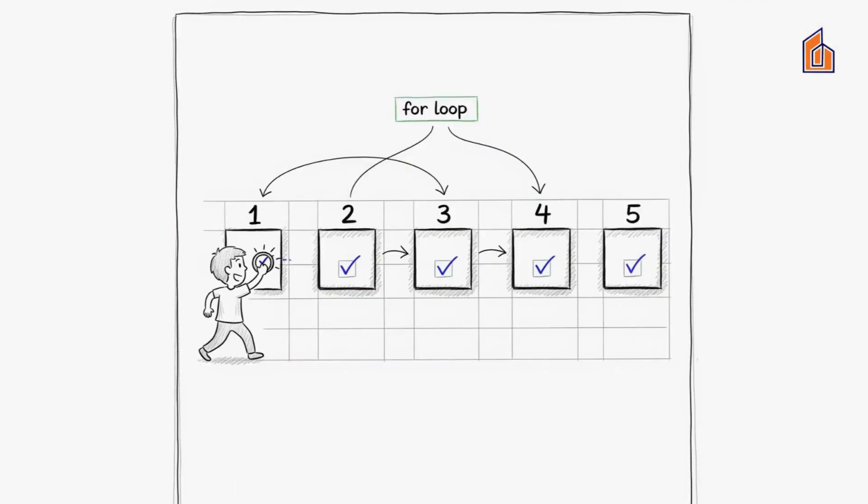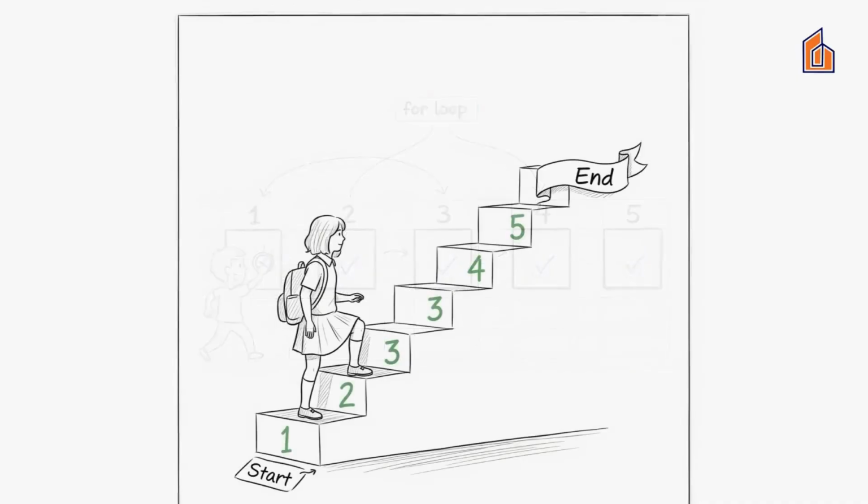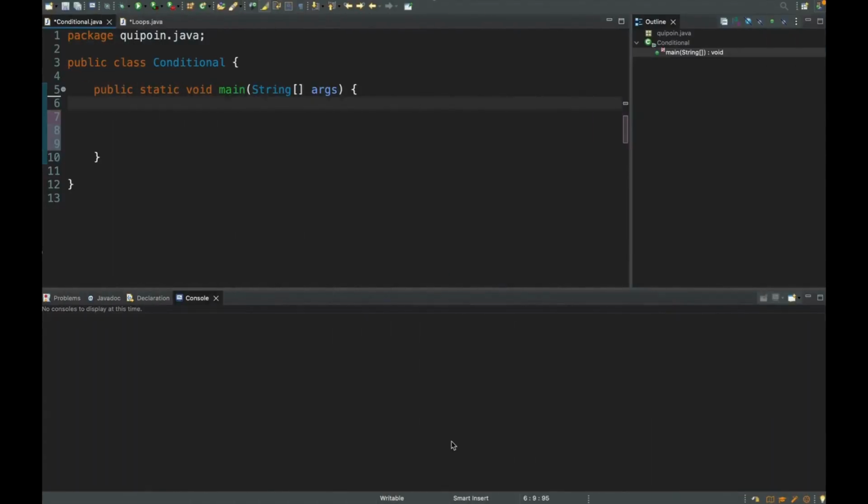For loops are the best when you know exactly how many times you want something to run. It's like saying start here, end here and move step by step. Now let's code it to see how our for loops work.